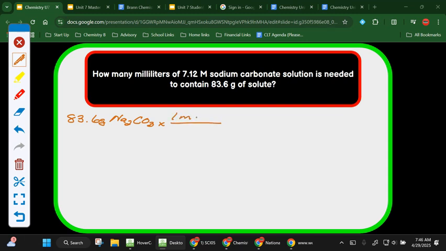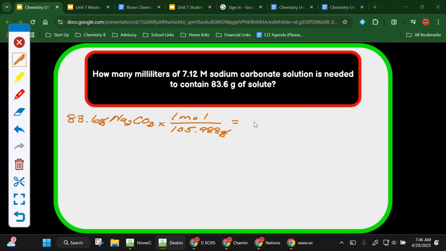So I'm going to put 1 mole on top and the formula mass on the bottom. Landon, what did you get for the formula mass for sodium carbonate? 105.988. Thank you. Good. Grams and grams will cancel, and I will be left with so many moles of sodium carbonate.